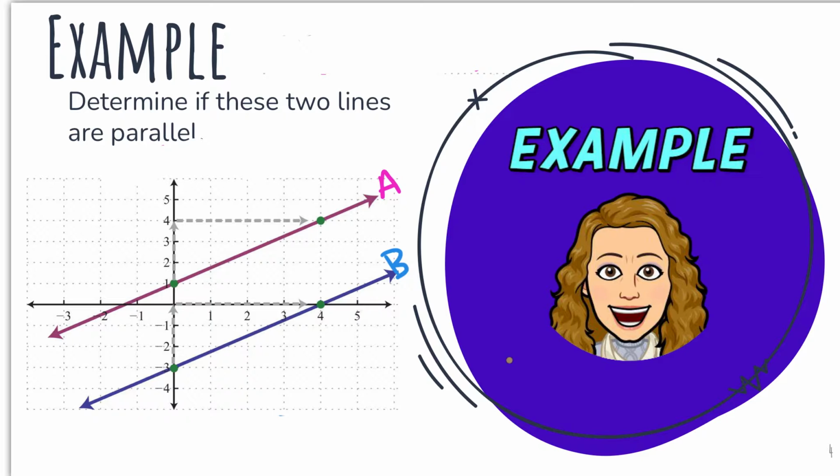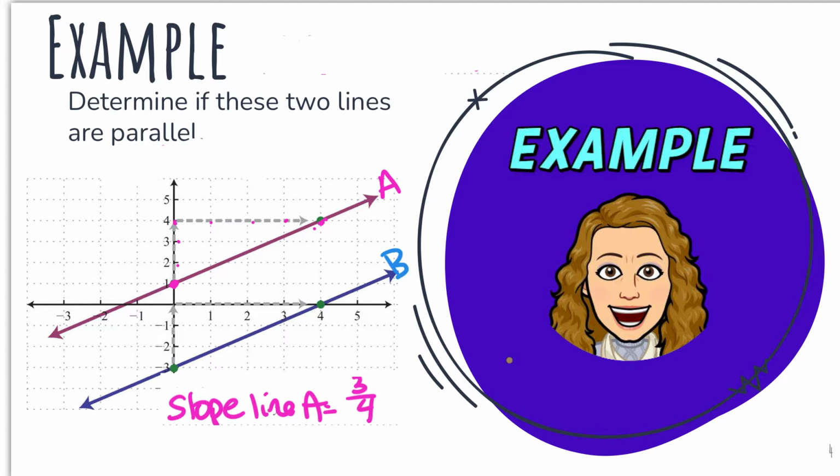So line A, I'm going to count its slope. I'm going to start here at 1 and go up to this point that they've already labeled for us. So we're going to go up 1, 2, 3, over 1, 2, 3, 4. So our slope of line A is 3 over 4. So 3/4. Now let's do the same thing with line B.